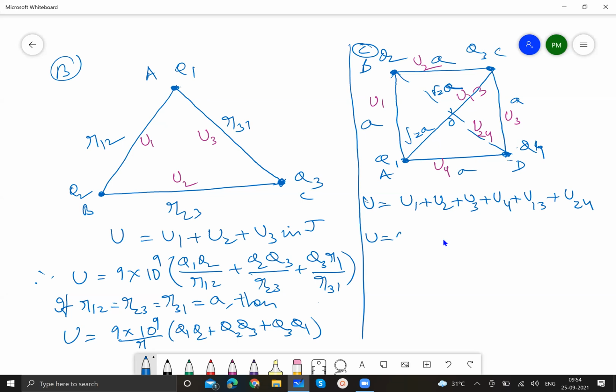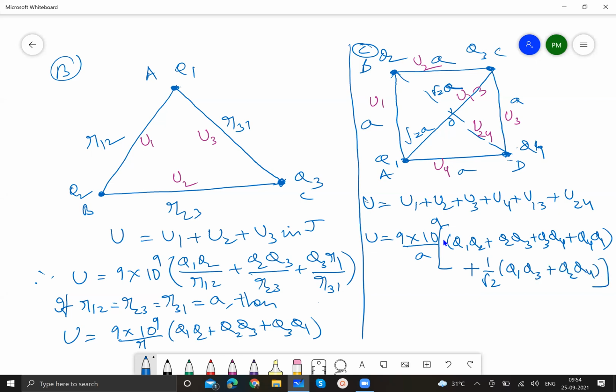Therefore, I can write now 9 into 10 to the power of 9 by A into Q1, Q2 plus Q2, Q3 plus Q3, Q4 plus Q4, Q1. You'll find the problem simpler. Plus 1 by root 2 into Q1, Q3 plus Q2, Q4. That's all. So this is the formula for electrostatic potential energy due to the configuration of 4 charges.